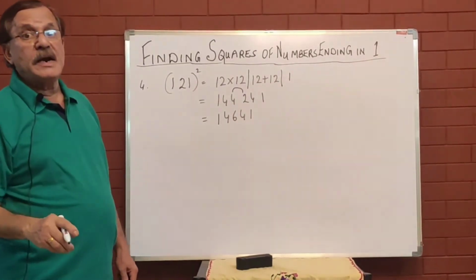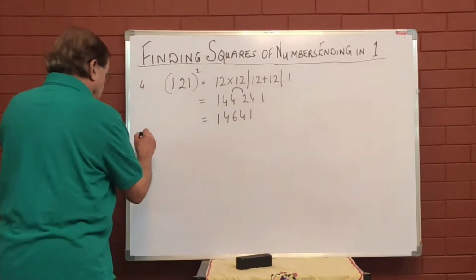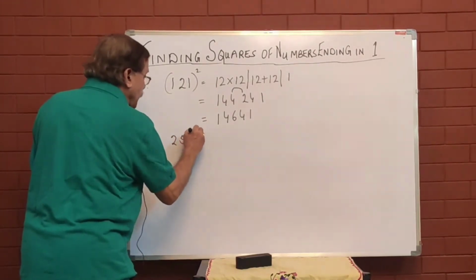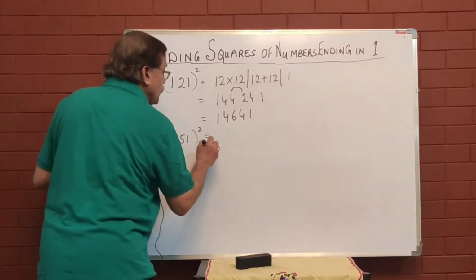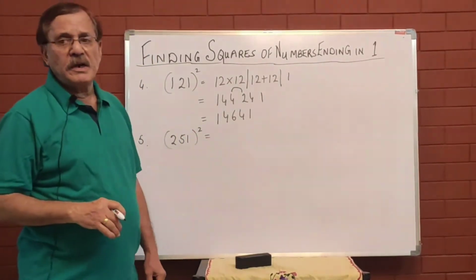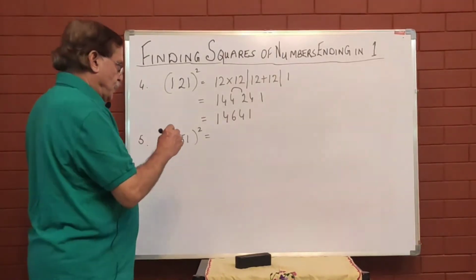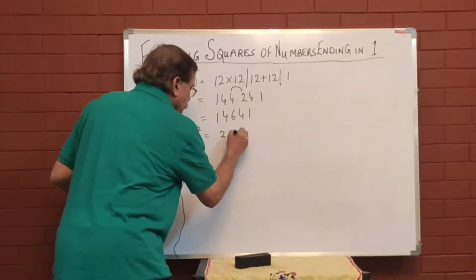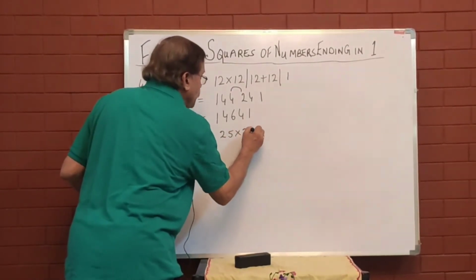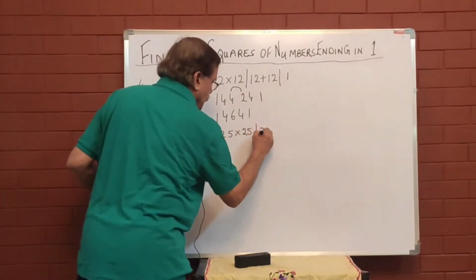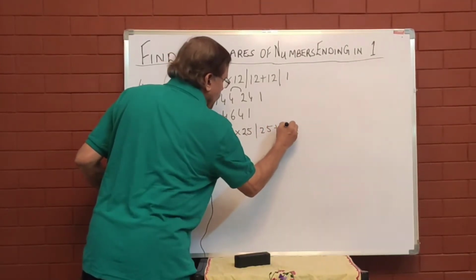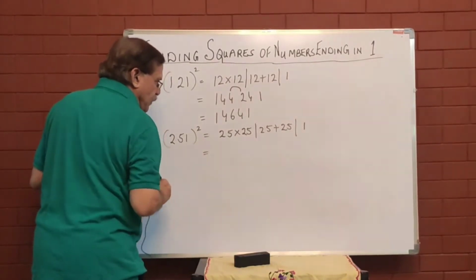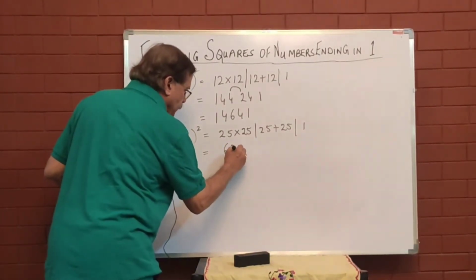And finally we can take another last question, that is 251 square. Now this is quite a big question. No problem, the techniques are the same. So what we do is the same technique: 25 multiplied by 25 is the first part, 25 plus 25 is the second part, and the last part is 1. So 25 multiplied by 25 is 625.